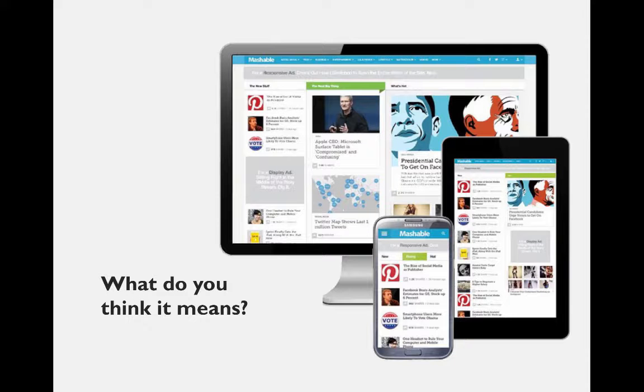When you think of the words responsive web design, what do you think it means? What do you think of? Do you think adaptable or flexible? What are some words that come to mind? We're going to go into more detail on what this is and what exactly responsive means.